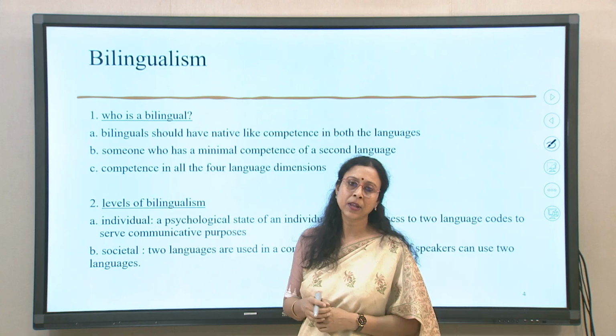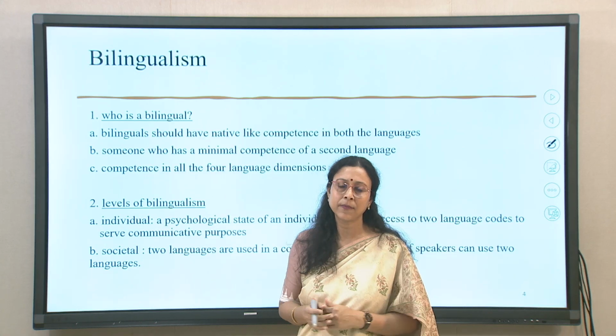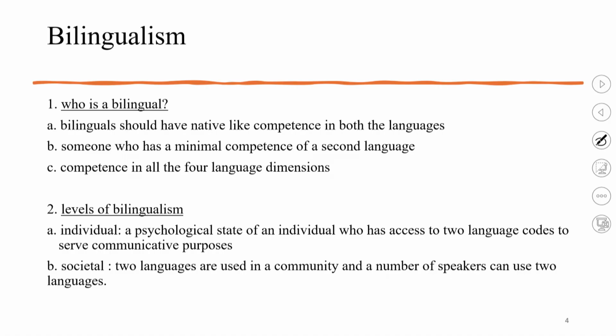Now, some definitions and some other aspects of bilingualism. So, who is a bilingual? When we say bilingual, take it as bilingual, trilingual as well as multilingual, so, more than one language. So, who is a bilingual or who is a multilingual? The older definition of bilingual was somebody who has native-like competence in both the languages. So, if I speak two languages, my L1 and L2, that is first language and second language, I should have native-like competence in my second language as well. So, I should be able to speak English like the British do or the Americans do. That was the older definition of who is a bilingual.